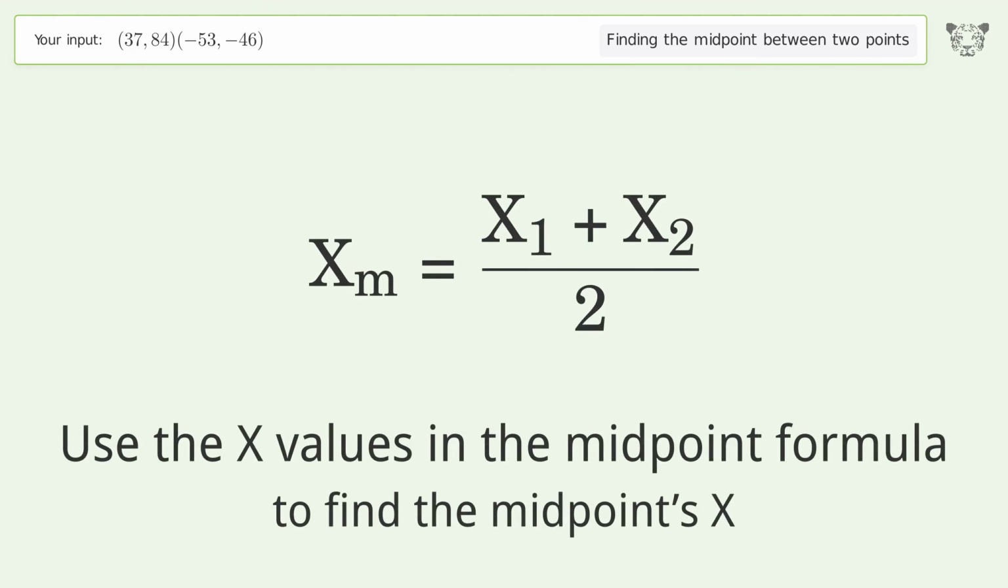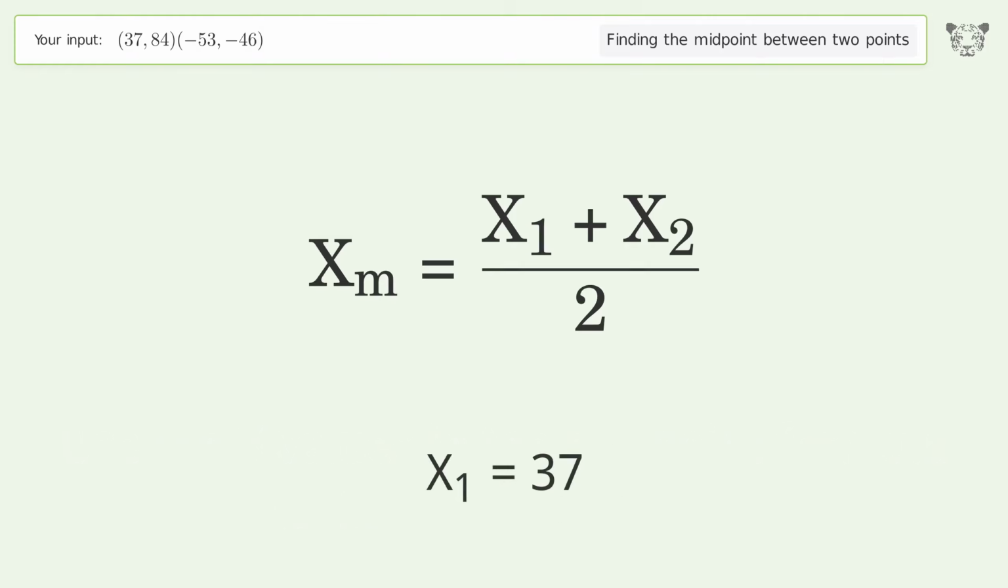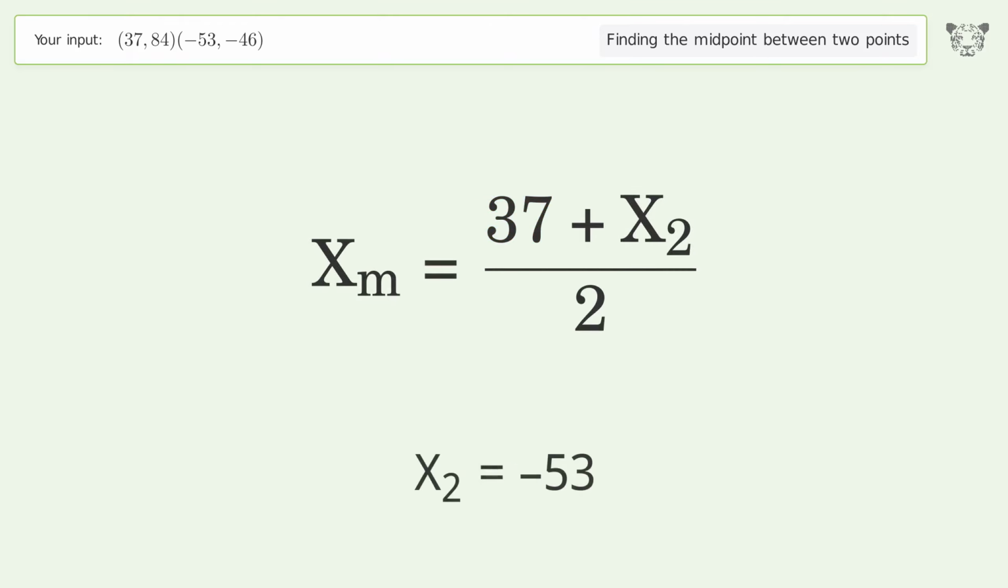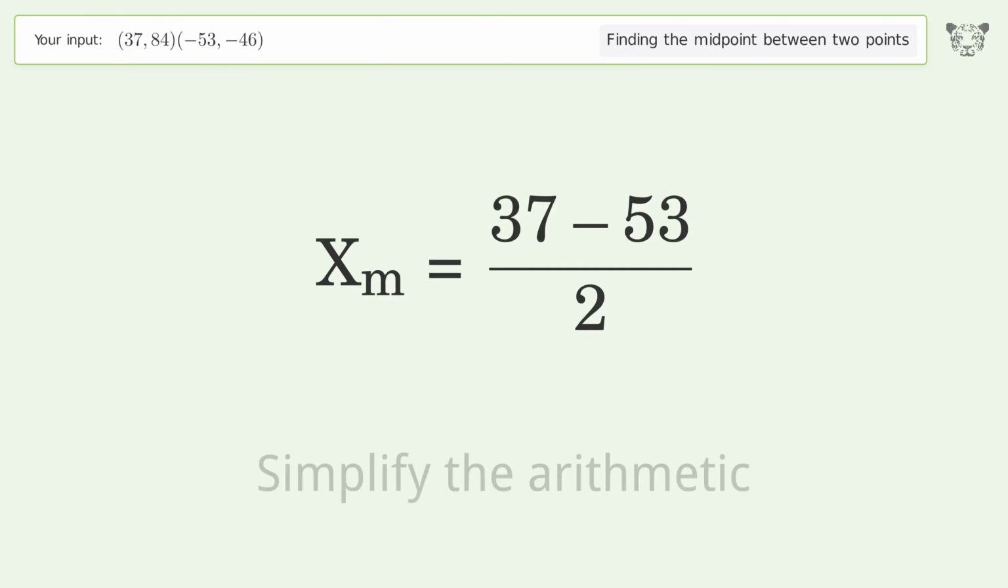Use the x values in the midpoint formula to find the midpoint's x. x1 equals 37. x2 equals -53. Simplify the arithmetic.